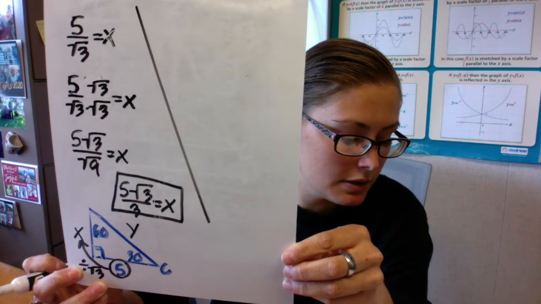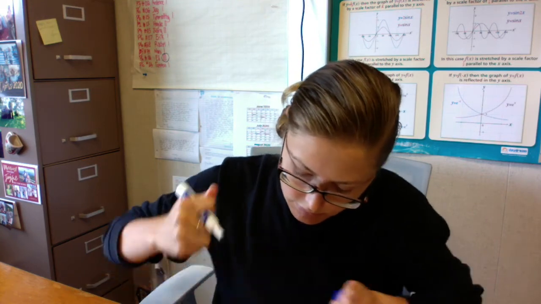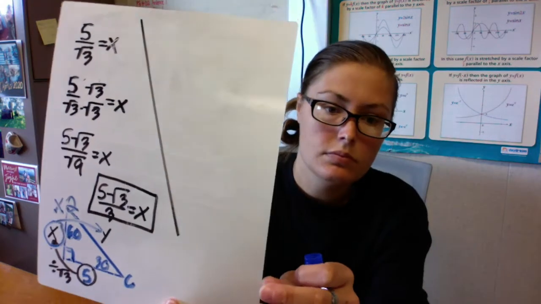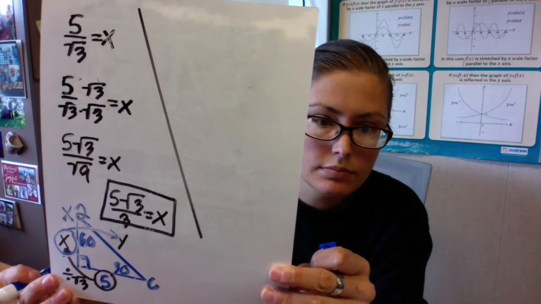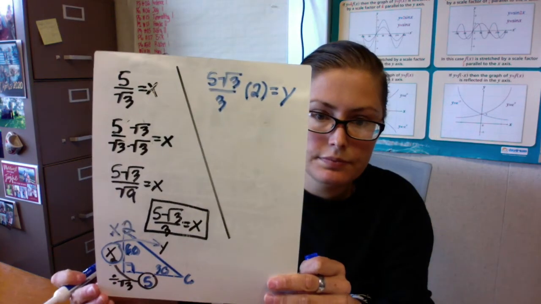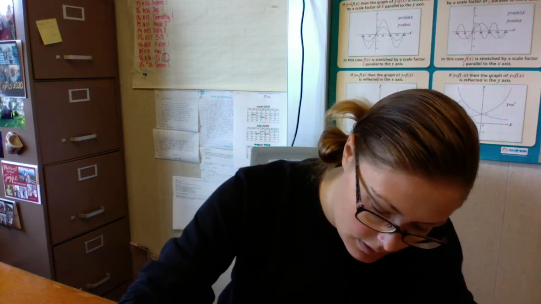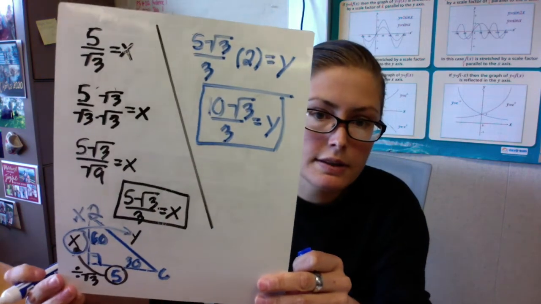Now I need to find y, so we're going to multiply by 2. So we're going to do 5 radical 3 divided by 3 times 2 is equal to y. So that's 10 radical 3 over 3 is y. And that's number 3.